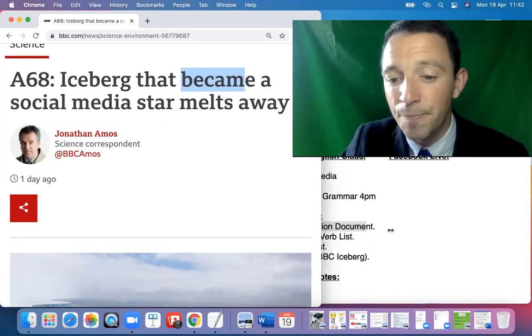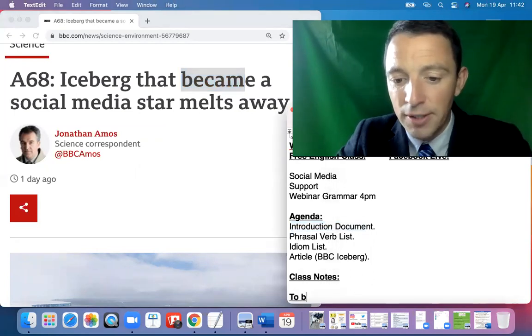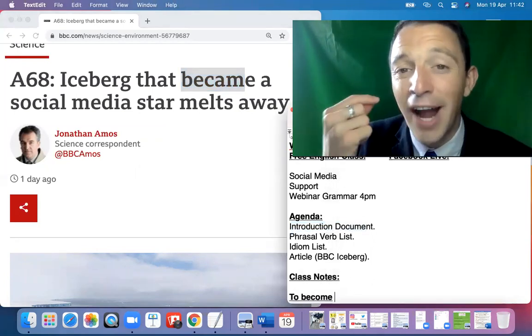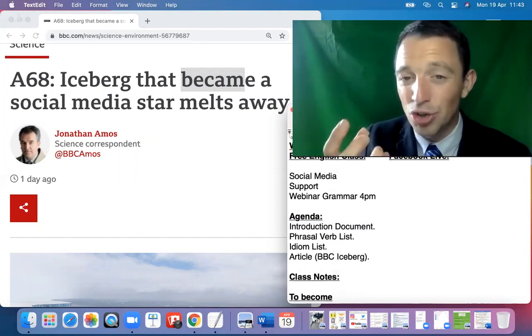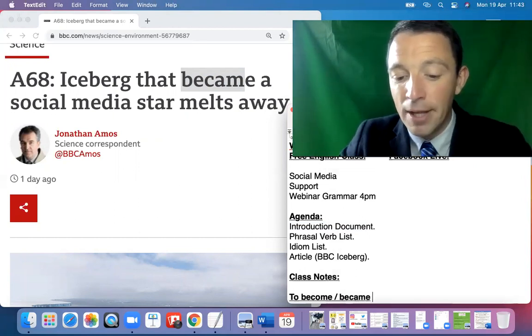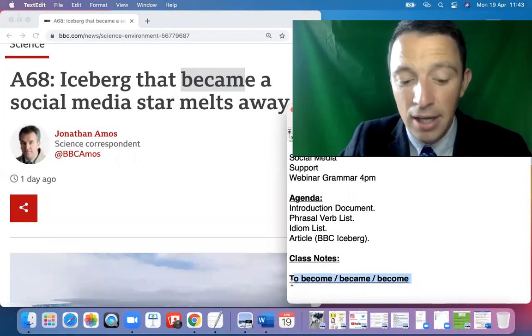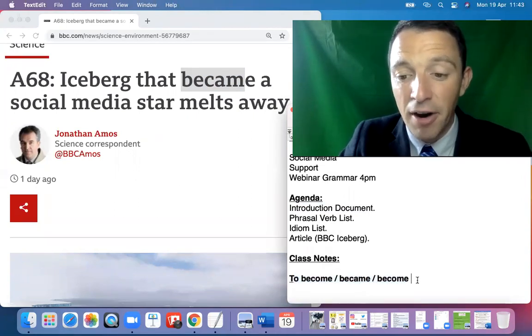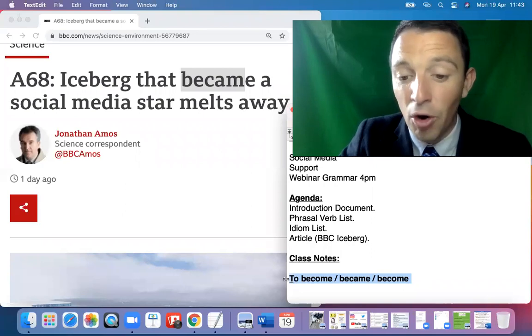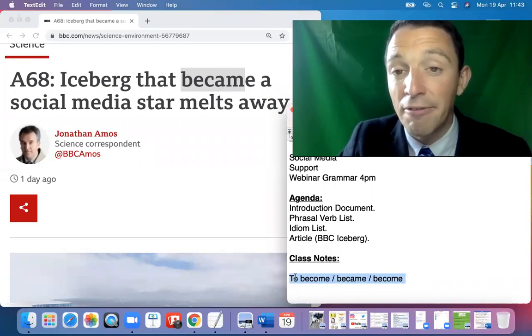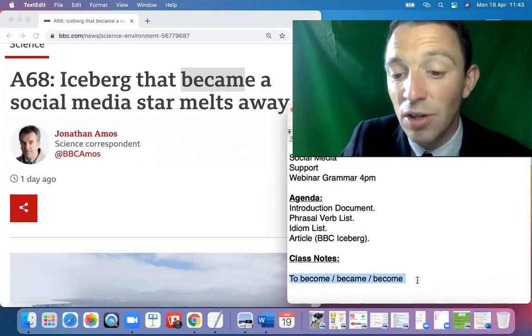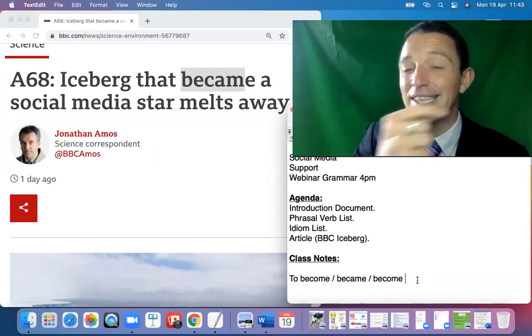So the verb to become, of course, is very, very important, but it is an irregular verb and sometimes it's a trick. So the past is became, and I think the participle is become. Okay, so it's a bit difficult because it is an irregular verb, and it's just important to remember the different constructions and conjugations. So the verb is to become and the past is became.